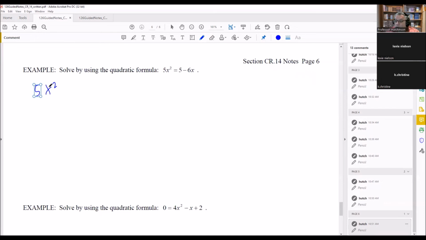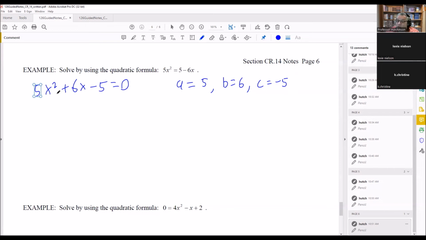So 5x squared remains positive. This is going to become a positive 6x and a minus 5. I could have subtracted the 5x squared also. I could have done that as well. Makes no difference, but I'll do it this way where the 6 becomes positive and then the 5 becomes negative when you move it across the equal sign. My A is 5, my B is 6, and my C is -5. That's my A, B, and C that I have.